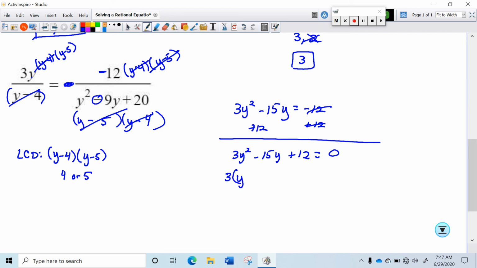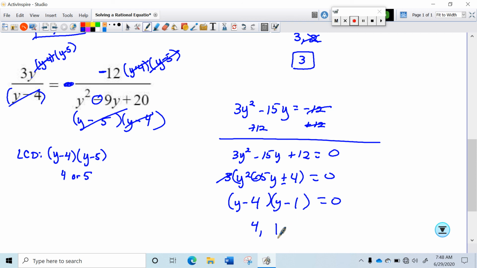Factor out a 3, I get y squared minus 5y plus 4 equals 0. 3 doesn't equal 0, so that's gone. Split up the y's, bring down the negative, use the same sign that you just used. The factors of 4 that when I add them equal 5 are 4 times 1. Do the opposites. The opposite of negative 4 is positive 4. The opposite of negative 1 is positive 1. However, we said that we cannot use a 4. So the final answer is 1.